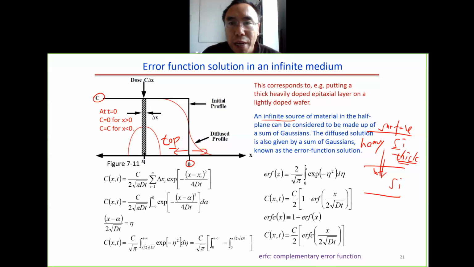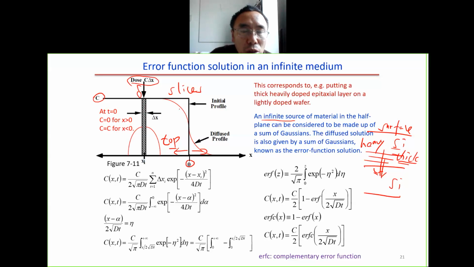So the half plane can be considered to be made up of a sum of Gaussians. That is, all the dopant here we divide into many slices like this. Each of them has the dose C times delta x. So we can approximate each of them as a delta function.